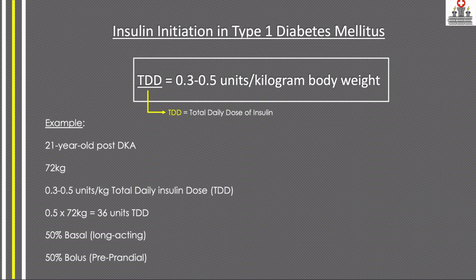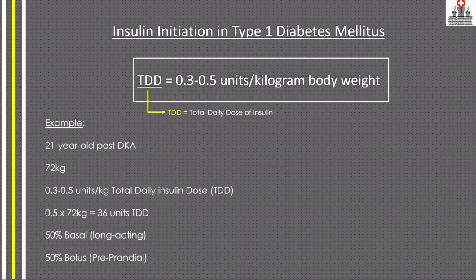Let's go to an example here. We have a 21-year-old who has just been discharged post-diabetic ketoacidosis. He weighs 72 kilograms. Most people would immediately start on 0.5 units per kilogram and provide a glucometer, and the patient's advised to frequently check their sugar levels throughout the day and adjust it as appropriate. So if we do 0.5 units per kilogram and he's 72 kilograms, he has a total daily dosage of 36 units. And we like to divide this, about half of it is basal, or background, which is the long acting, and half of it is the bolus, or preprandial before meals.